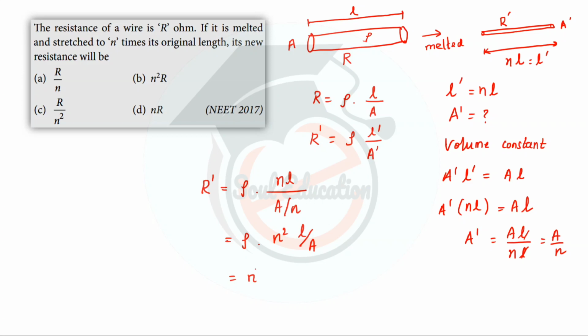So which is equal to N square into rho into L by A. So this is N square into rho L by A. I mean rho into L by A is nothing but my initial resistance. So N square into R. Okay, so now my resistance gets increased by N square times. So what is my answer? The new resistance will be N square into R.